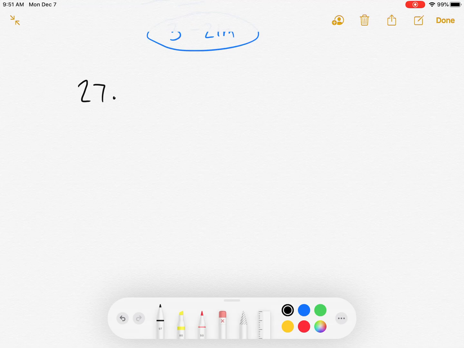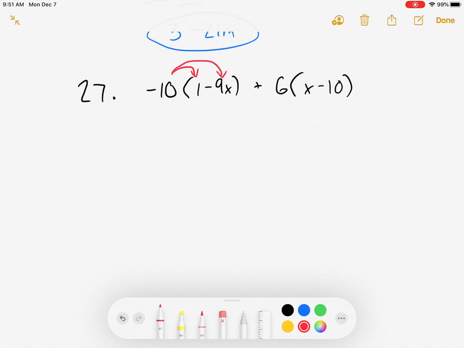We'll do one more. We'll do one of these harder ones where there's two distributive properties in here. I'm going to look at 27. So 27 says -10 times 1 minus 9x plus 6 times x minus 10.